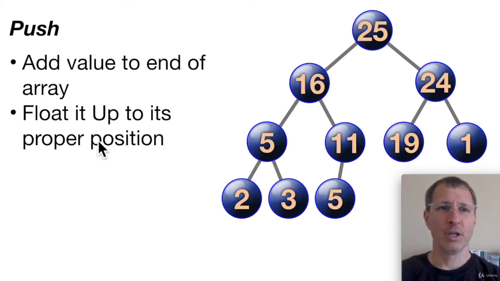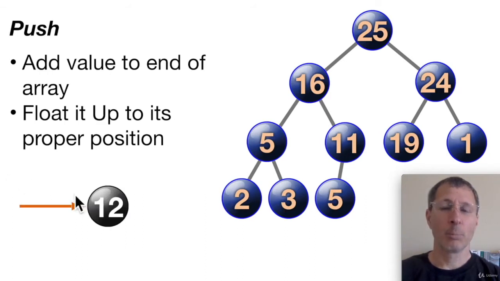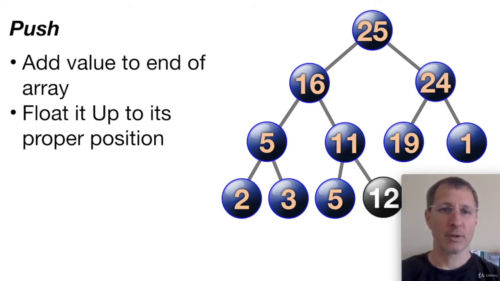So push. We can add a value to the end of the array, and then we float it up to its proper position. So let's look at an example. We want to push a 12 onto this heap. What we're going to do is put it at the very last spot in the array, which is here, right? And we have a spot for it. So in other words, it's going to be 11's right child. It's the last index in the array. And then we need to float it up to its proper position.